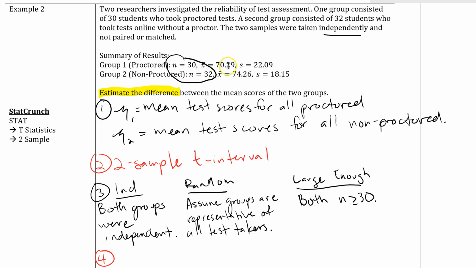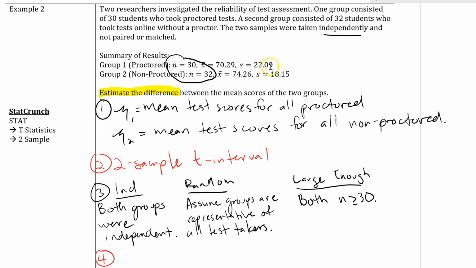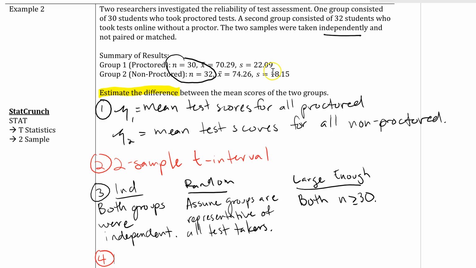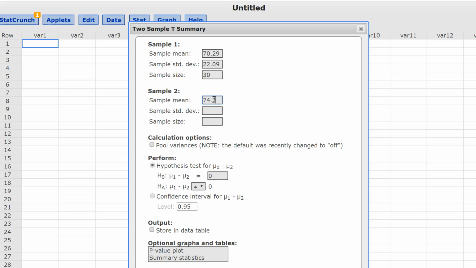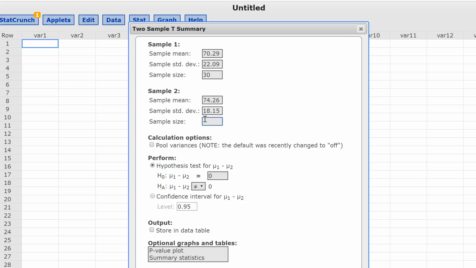Our sample mean was 70.29. Our sample standard deviation was 22.09 for group 1. And our sample size was 30. And for sample 2, or group 2, we have 74.26. Standard deviation is 18.15. And our sample size for this one was 32. Now this pooled variances option is something that you may use later on. All this does is assume that the variances are equal to each other for both groups. We're not going to make that assumption right now, so we'll just leave that off.